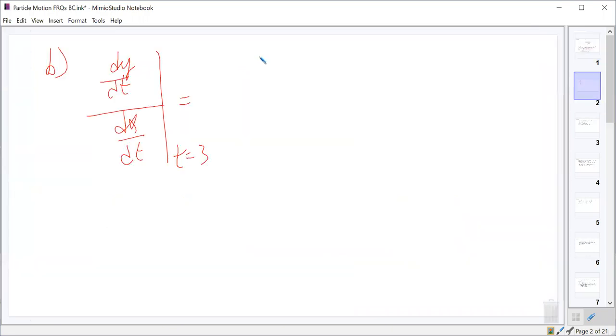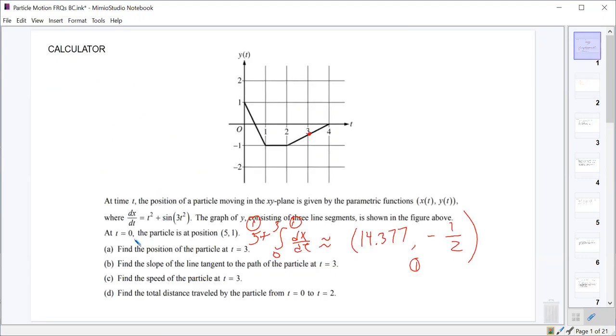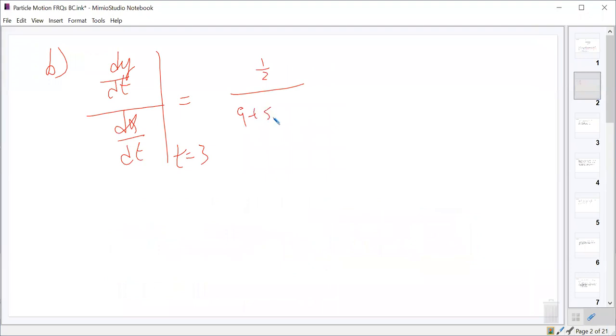1/2. And what's the slope of x? Well, that's the derivative. Actually, it's just this thing evaluated at 3, which should be 9 plus the sine of 27. And you've got a calculator, and your calculator will tell you what 1/2 divided by 9 plus the sine of 27 is. And it will tell you that it is 0.05. I'm going to put the 0. Everybody good with that? Part B, pretty easy.